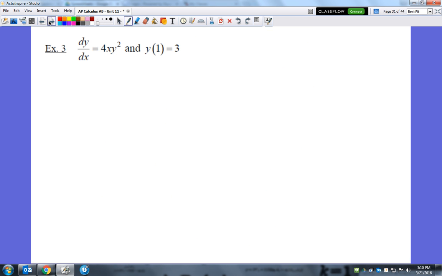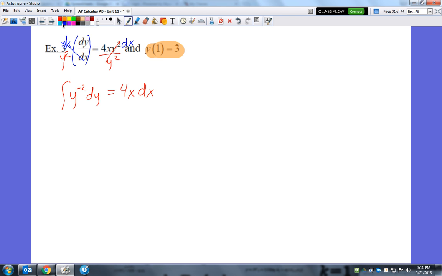Our next example has dy over dx is equal to the following, and I do have an initial condition, so I will be using this to solve for c. Okay, so we're going to multiply it by dx, so that cancels and we get a dx over here. We're going to divide by y squared on both sides, because that cancels, so that we have a rewrite of y to the negative 2 dy is equal to 4x dx.